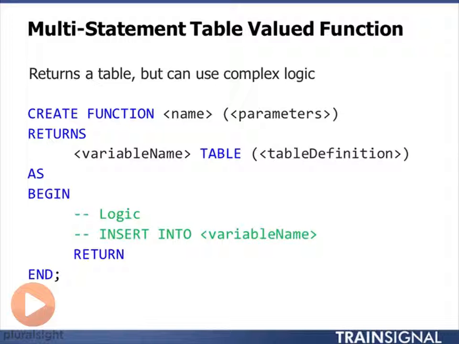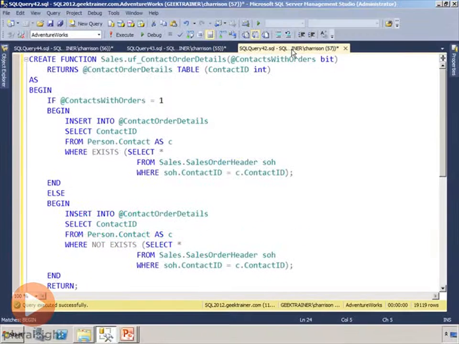What I've got is I've got a multi-statement table valued function that will accept a parameter of 0 or 1 based on whether or not we want to see the contacts that have or have not placed an order. Where 1 is going to be true, we want them to have placed an order, where 0 is going to be false, where we don't want them to have placed an order. Let's take a look. So I've got that over there on my third tab.